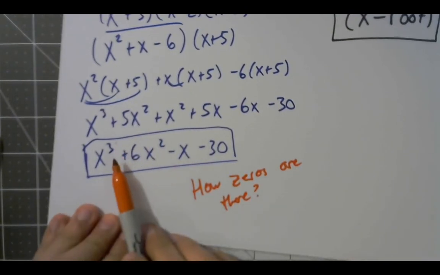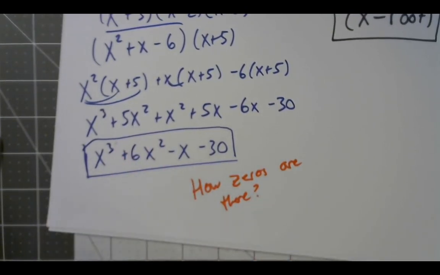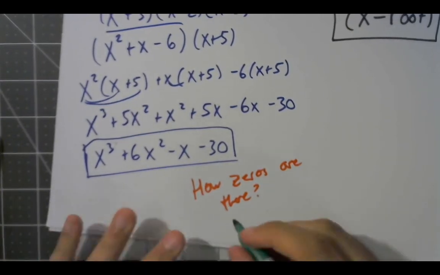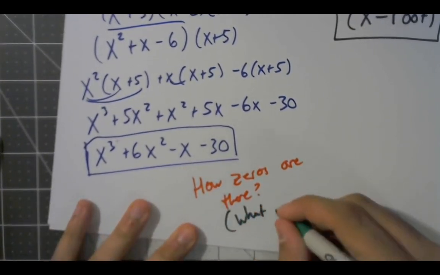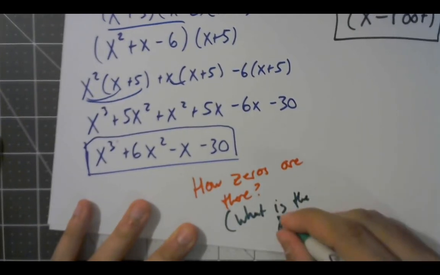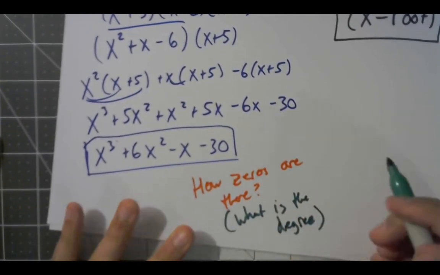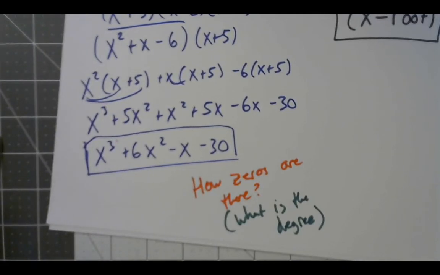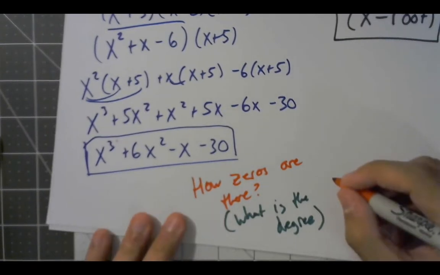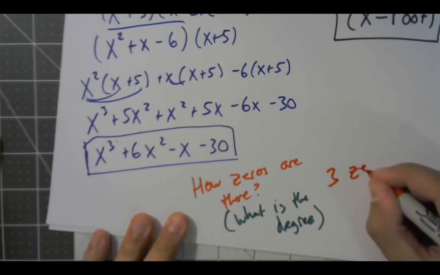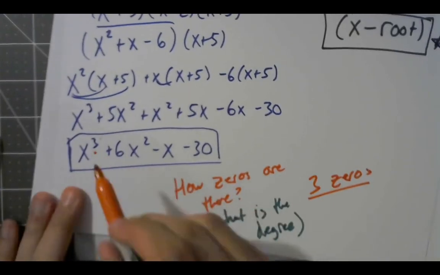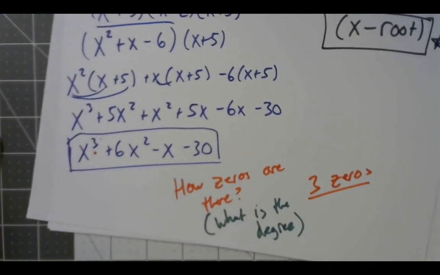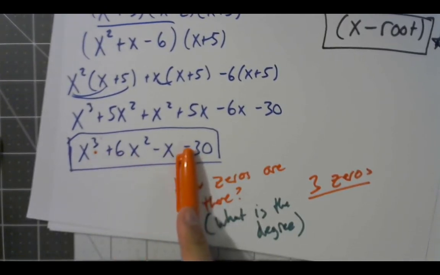This question is the same question as, what is the degree? Because the degree and how many zeros are going to be the same thing. So there are 3 zeros because that's our largest exponent. So one of the questions I'm going to ask in the multiple choice is, how many zeros does this polynomial have? We're looking for the largest exponent.